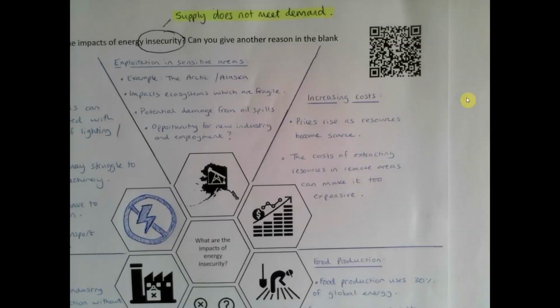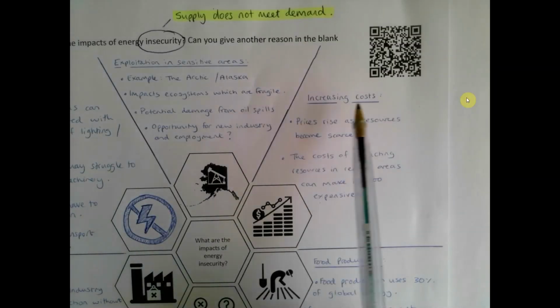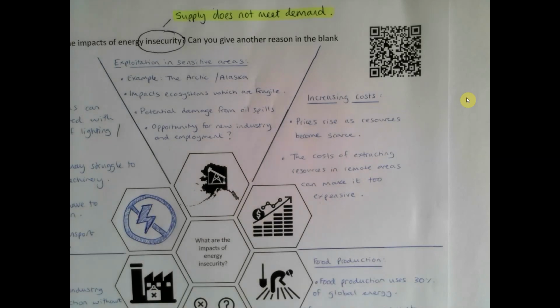The second section that we're going to have a look at is about increasing costs. We said earlier that as energy demand increases and resources become more scarce, the cost of those resources goes up. As a result of those prices rising, that can push up the prices for individual people. Maybe their electricity bills become higher as the result of having to pay more for the natural gas or coal or oil that's used to generate the electricity.